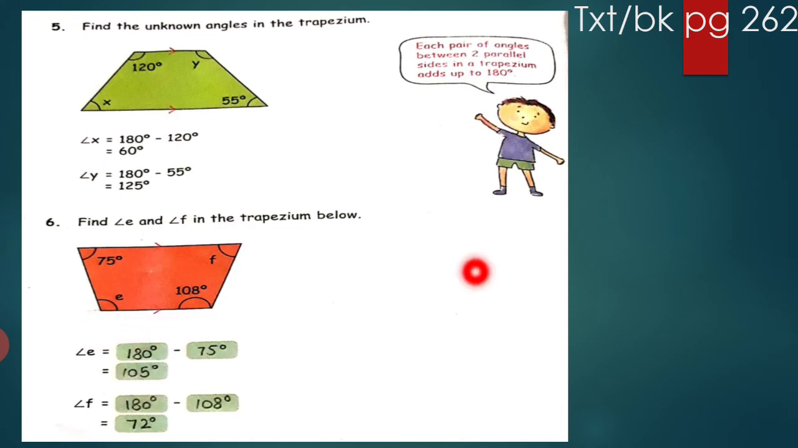Similarly, in order to find angle F, what you have to do is subtract 108 degrees from 180 degrees, because students, as these are the parallel sides and these two are the angles inside the parallel sides, and they will add up to 180 degrees. So subtract this 108 degrees, because among two angles one is given to you. Subtract 108 degrees from 180 degrees. You will come to know that angle F is equal to 72 degrees, because each pair of angles between two parallel sides in a trapezium add up to 180 degrees.